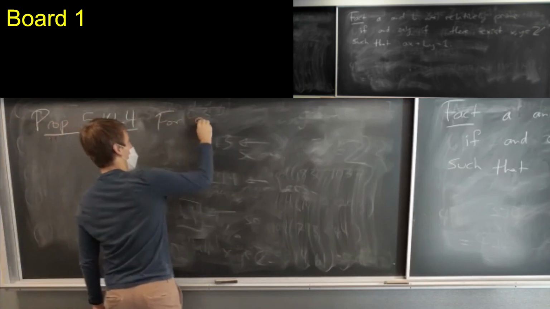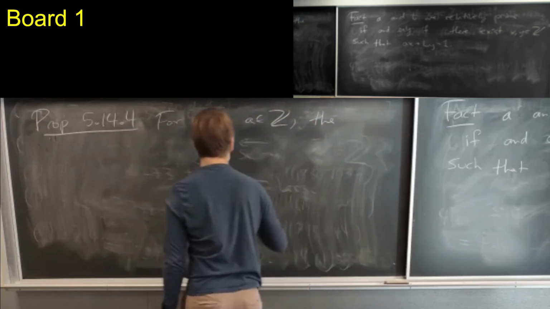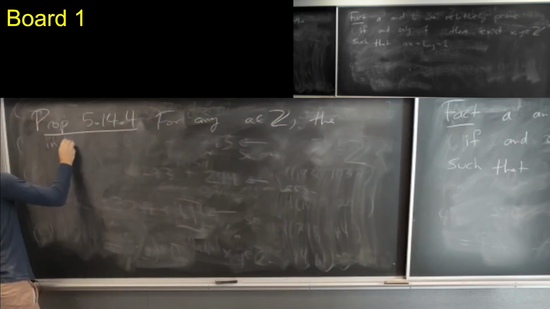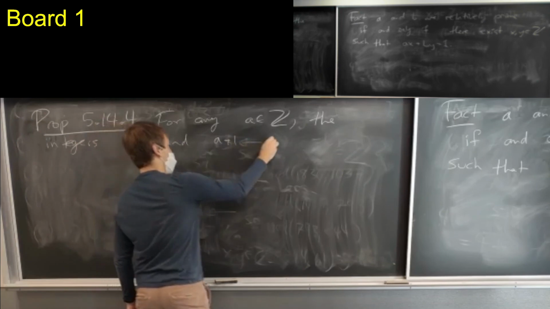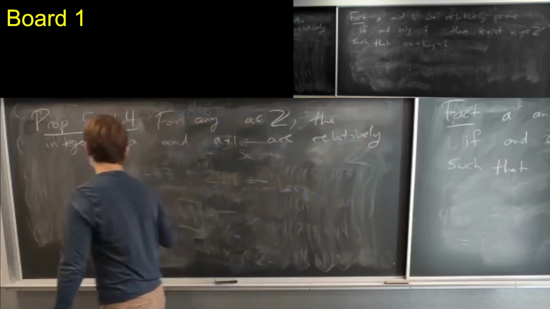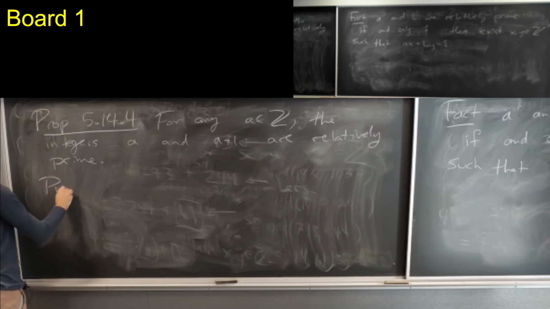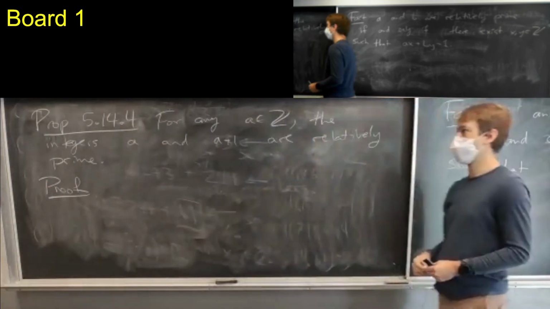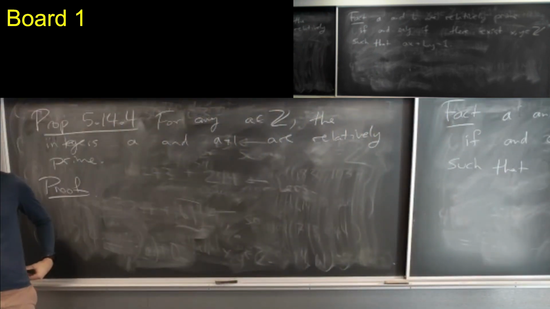So for any integer a, the integers a and a plus 1 are relatively prime. So what this is saying is, if I take two consecutive integers, they're always relatively prime. They can't have any common divisors except for the number 1.